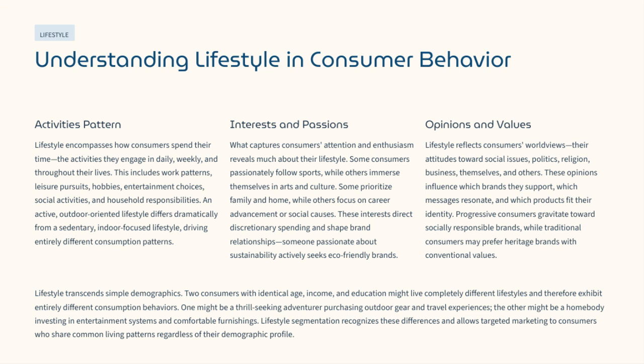In essence, understanding lifestyle in consumer behavior is about seeing the bigger picture, how people live, what they care about, and how they spend their time. All these elements combine to shape their purchasing decisions and brand relationships, making lifestyle a crucial piece of the marketing puzzle.